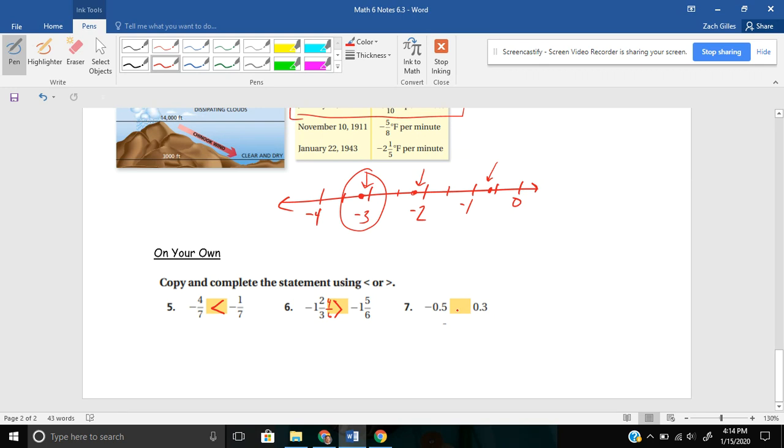And lastly, for number 7, positive numbers are always greater than negative numbers. That one should have been easier for you.